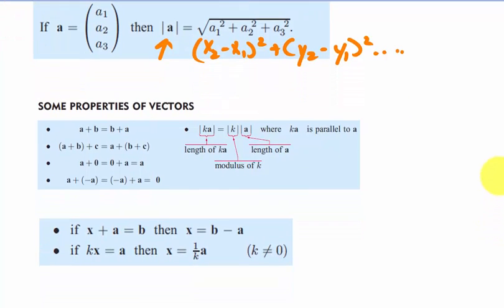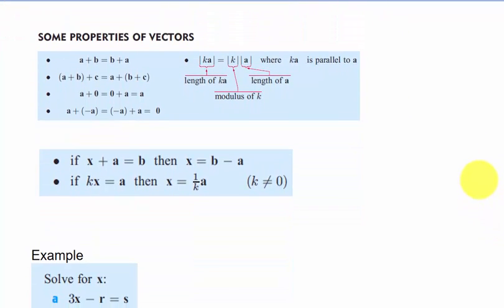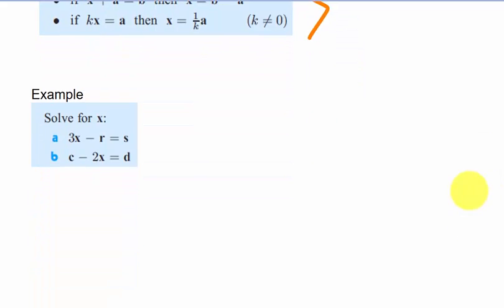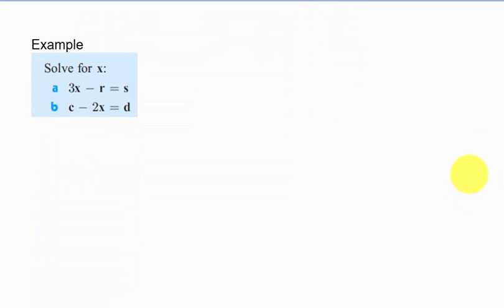Some properties with vectors are very similar to what we see with real numbers. This is just showing you that we can use properties the same way as we do in real numbers. If we have x plus a is equal to b, we can subtract a from each side if we want to isolate x. If we have a number k multiplied in front of x, then we can divide both sides by k. So let's look at our first example.